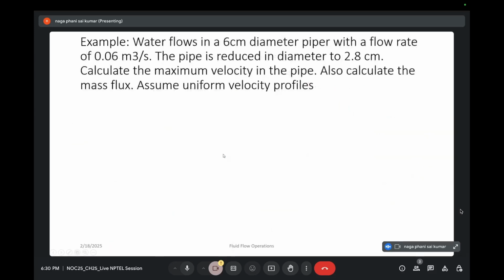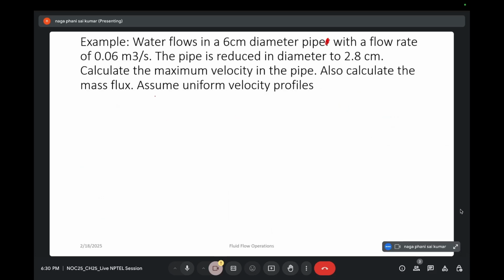Similarly, we'll also solve one more problem. Water flows in a 6 centimeter diameter pipe with a flow rate of 0.06 meter cube per second. The pipe is reduced in diameter to 2.8 centimeters. Calculate the maximum velocity in the pipe. Also calculate the mass flux. Assume uniform velocity profiles.